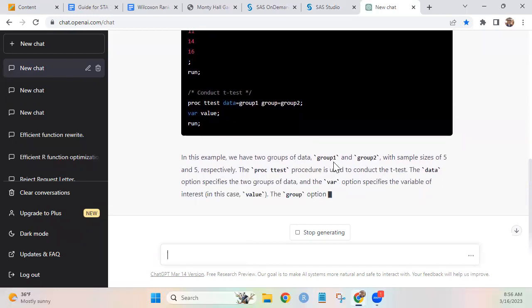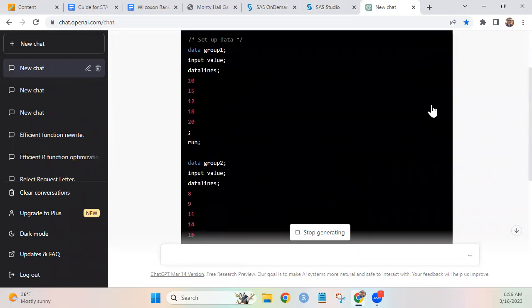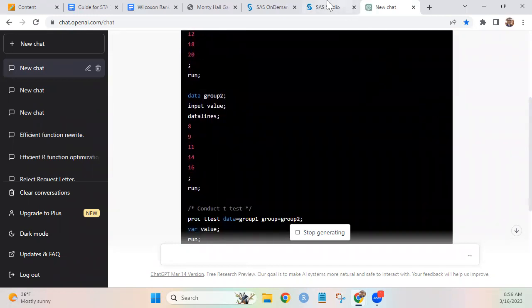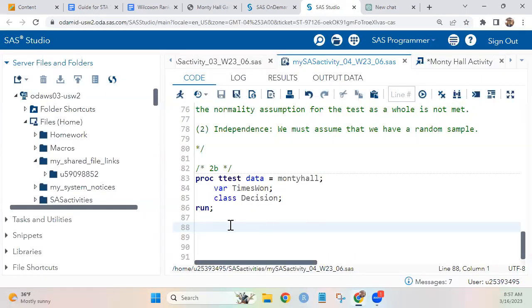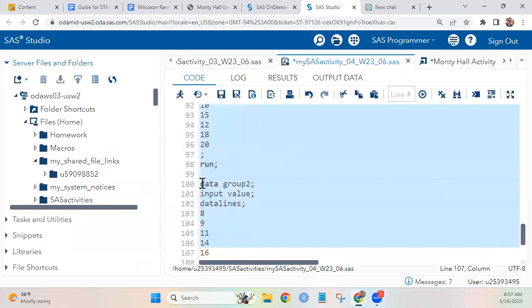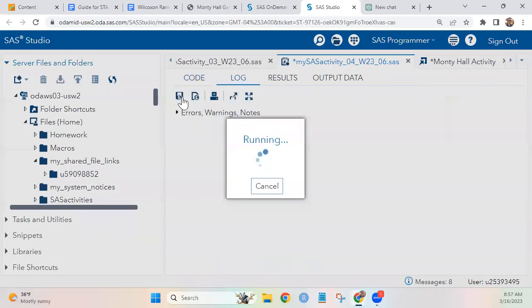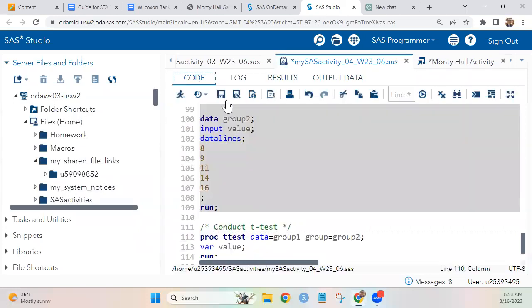It's kind of nice because it explains the parts too. So I found it's not the best at SAS code, but it's usually a good starting point. And you know, I wonder if that works. These fake data sets that it's making, those look good. I think that will work. Yeah, that worked. I made the fake data sets.